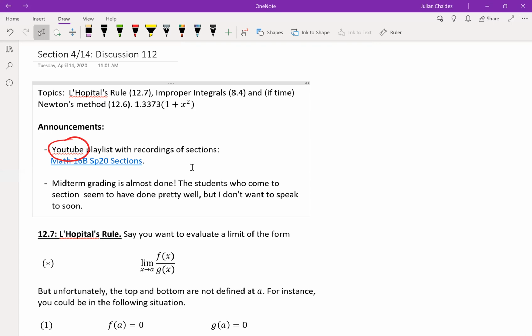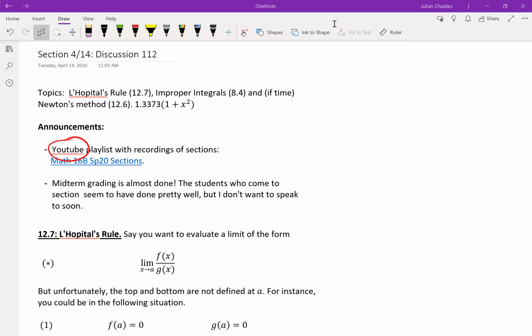The other thing I wanted to say was that midterm grading is almost done. The students who come to section regularly seem to have done pretty well, so that's great. Otherwise, hopefully we'll be done by tomorrow. Basically, the submission complexities for the way that we ended up doing everything made grading a little slower than usual. So we're not quite done yet, but we should be done soon.